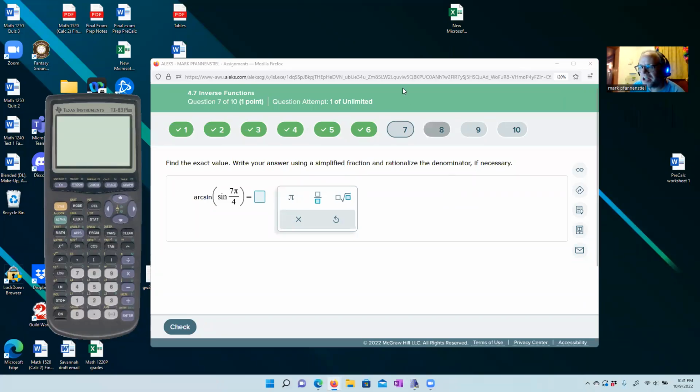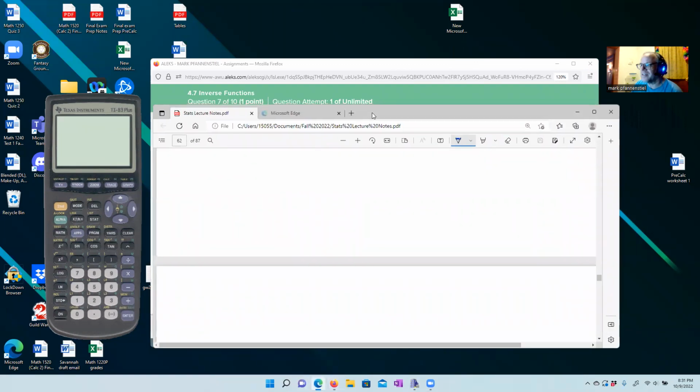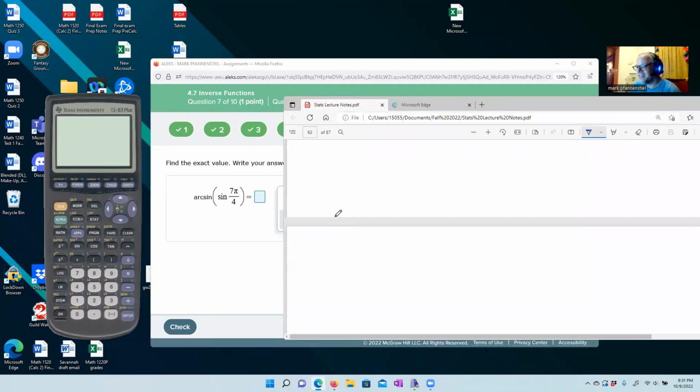We are going to continue talking about inverse trig functions, and let's see what we've got here. This is a really good question. This is the kind of question I would put on a quiz for you guys. The arc sine of the sine, the answer might be this, but you want to be real careful about that. Let me show you what's going on here. The reason why I like problems like this is it typically defeats your calculator.